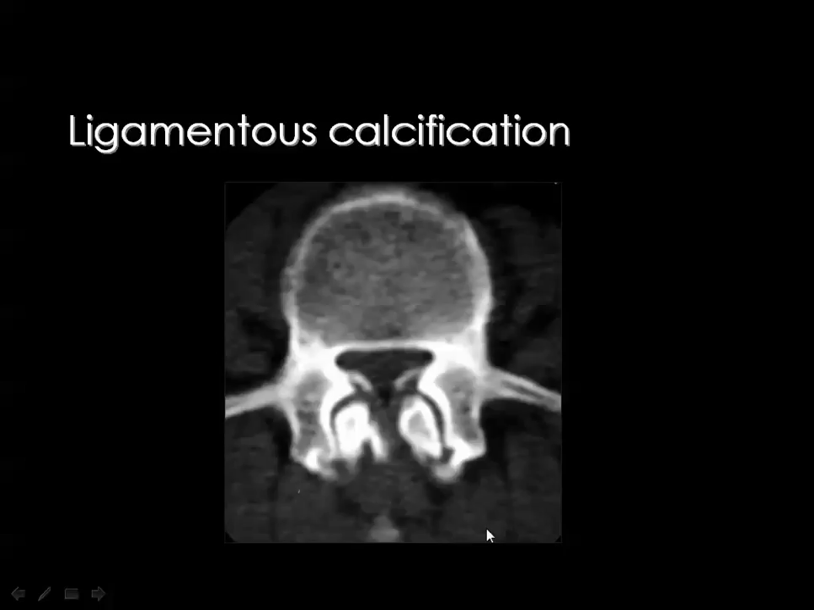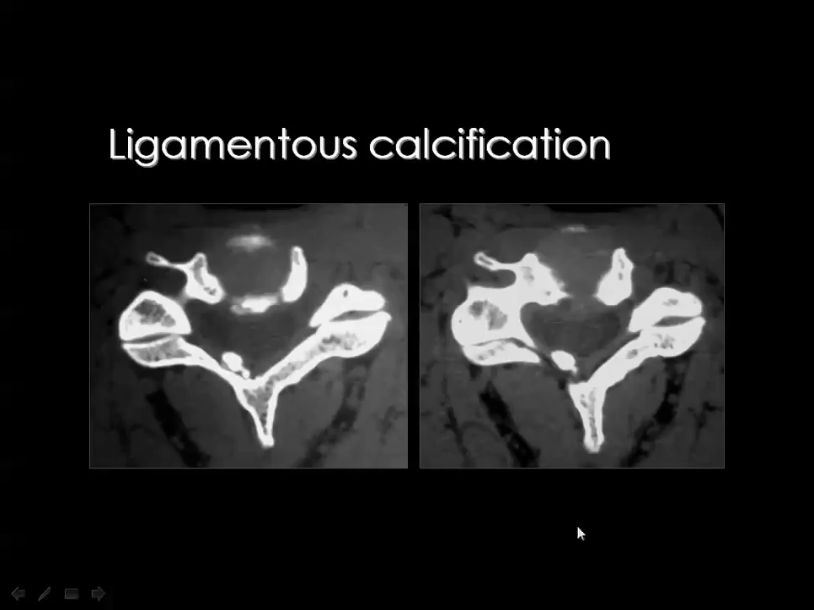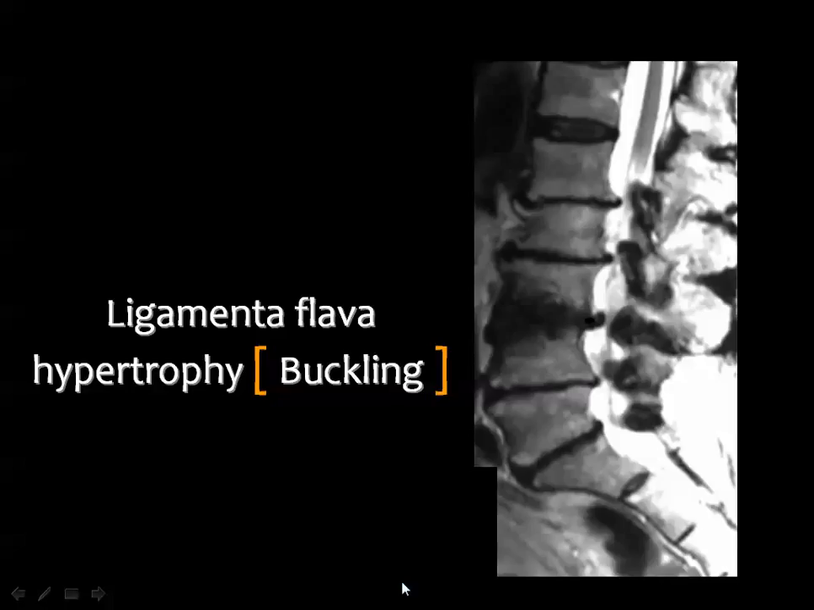Because the ligament is black on MRI, and calcium is also black in all MRI images, you cannot see calcium in the ligament except by CT. This is an example of ligamentous calcification by CT in the ligamenta flava bilaterally. And this is unilateral calcification of the ligamentum flavum in the cervical spine on the right side. This is the ligamentum flavum which is not calcified, and this is the calcified one.